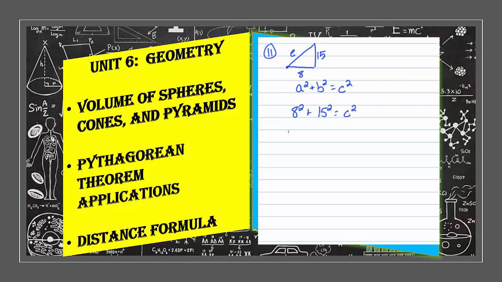8 squared is 64 plus 225 is equal to c squared. 64 plus 225 is 289, which is equal to c squared. So we take the square root of both sides, and the square root of 289 gives me 17 is equal to c. The length of the wire is equal to 17 feet.